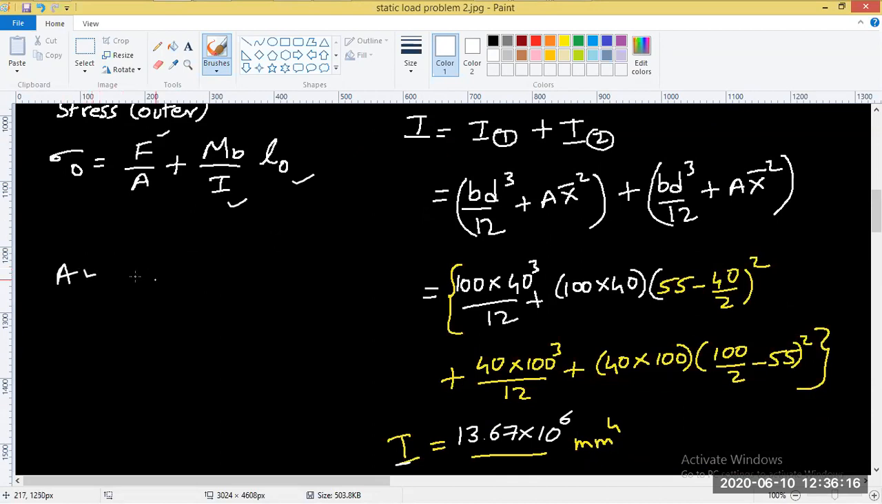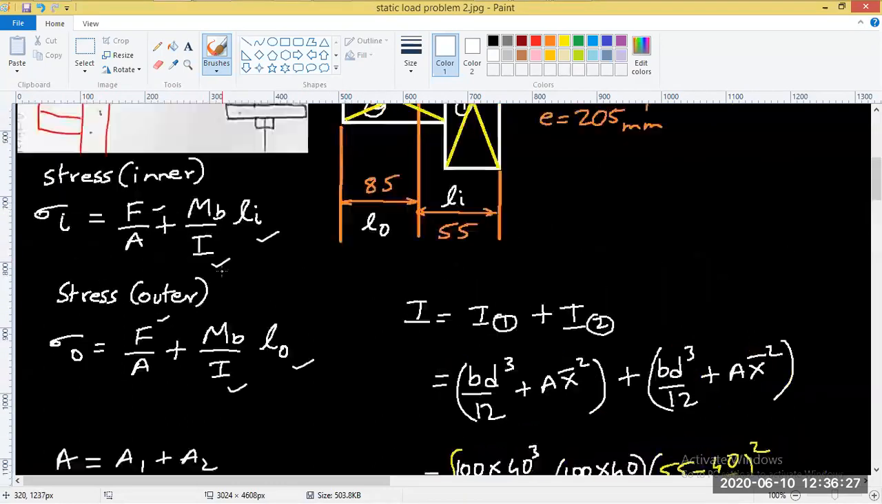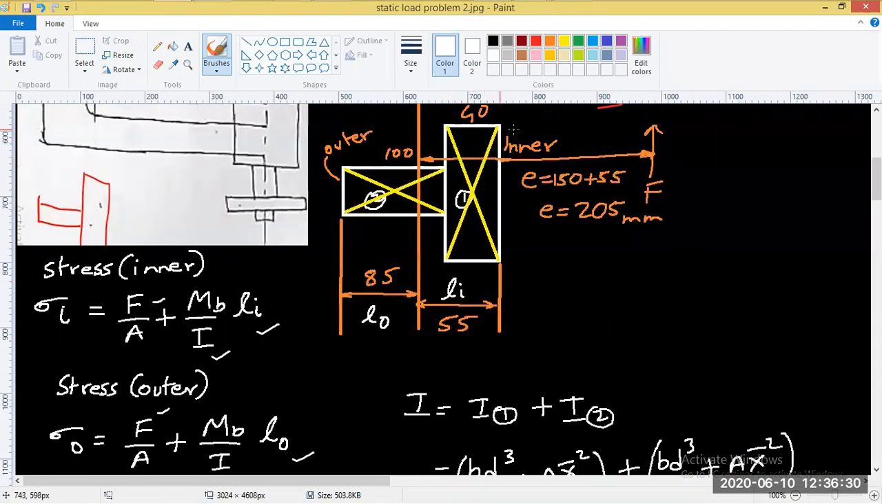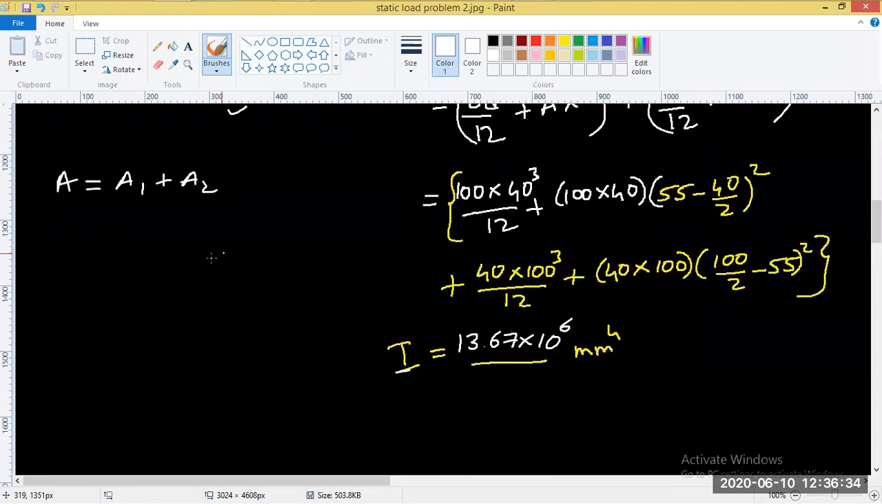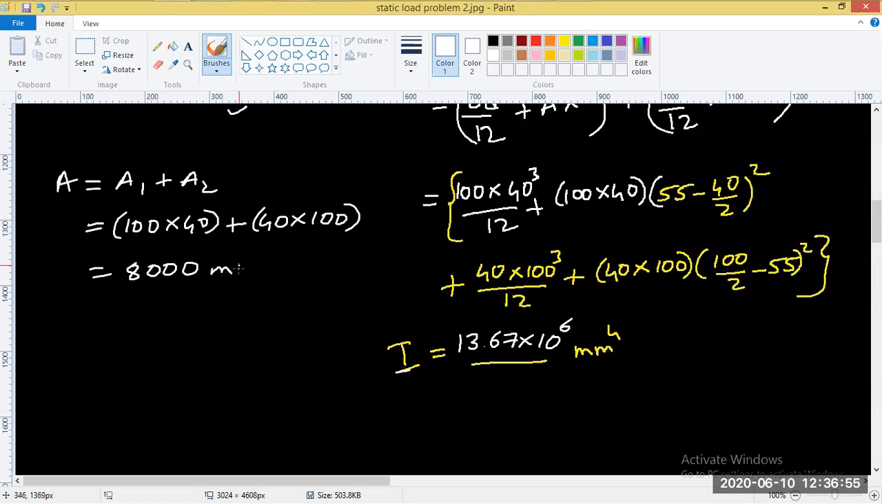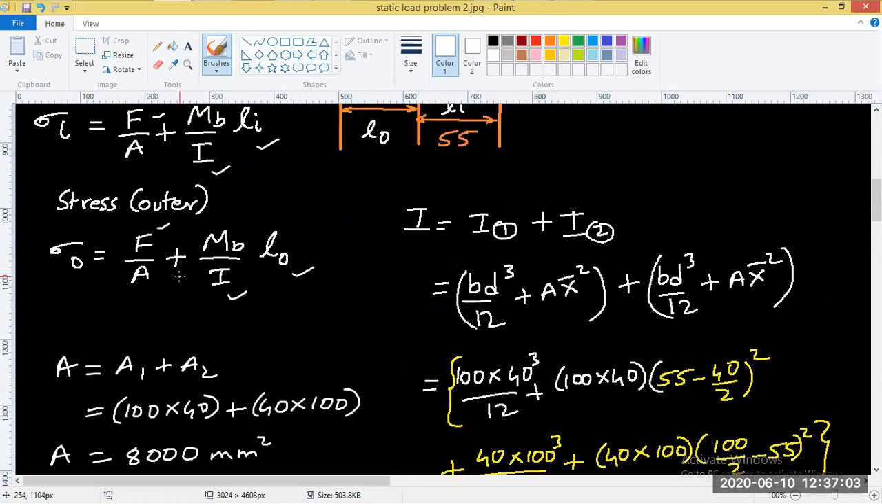So the total area of the cross section is A1 plus A2. Area 1 is the area of this portion here, that is 100 into 40, plus area 2 is also 40 by 100. So both are rectangles just placed in a different fashion. Once you multiply, this is 4000 plus 4000, you get 8000 mm squared. So this is the total area, right? Now we have found the total area, and the only thing left over is the bending moment, right?